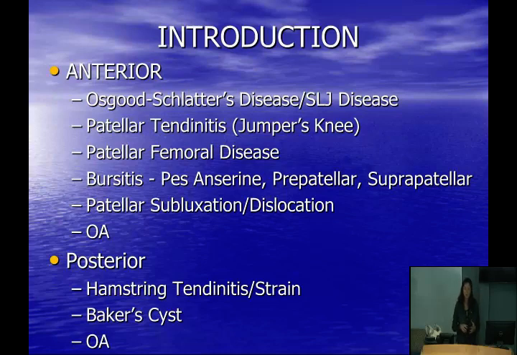And where the patient's complaint is, think about what are the most common things that go on in that sector. When we talk about anterior, we're going to be talking about Osgood-Schlatter disease or SLJ disease. Osgood-Schlatter is apophysitis at the tibial tuberosity, so an irritation of that growth plate. SLJ is the same thing, just at the top part of the tendon where the patellar tendon attaches to the kneecap. So it's at either end of where the patellar tendon attaches.